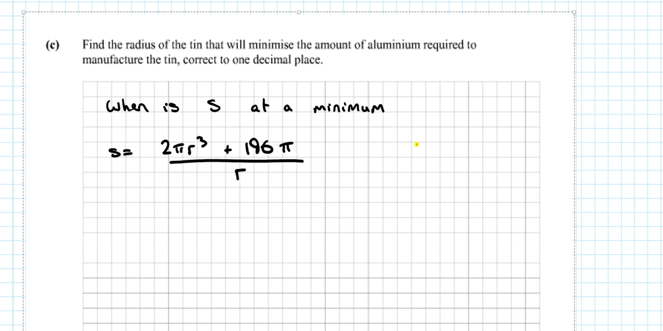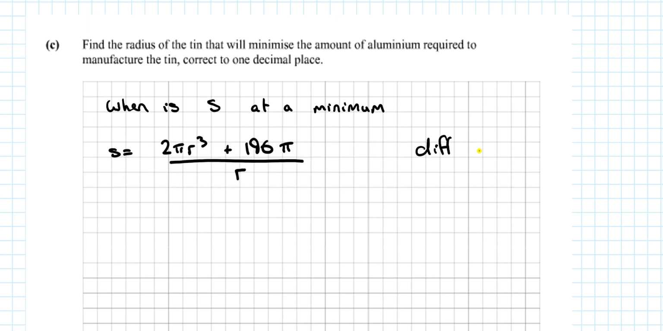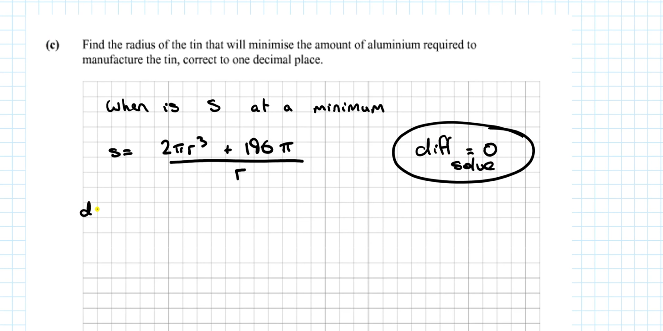So remember, how do I find the minimum? The minimum is found by differentiating, setting it equal to 0 and then solving. Okay, so I'm going to find ds/dr. How do I know it's ds/dr? It's because S is here and the variable is r.